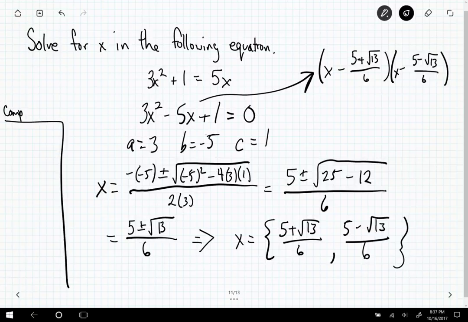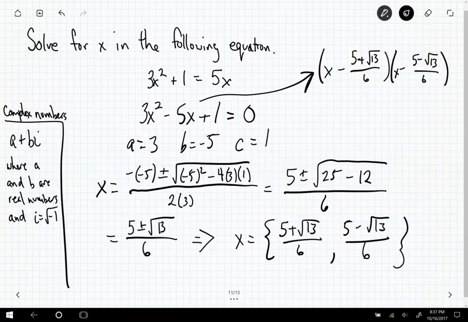So complex numbers, those are numbers of the form a plus bi, where a and b are real numbers. You might be asking, well, what is i then? And sorry for the run-on sentence here. i equals the square root of negative 1. Okay, so you have cases like that.